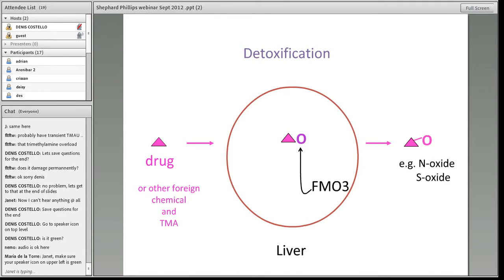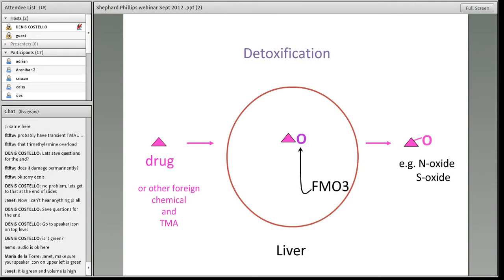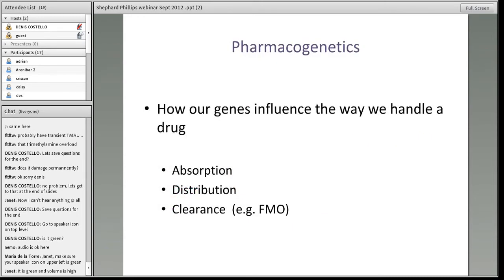So in this example, I've got the triangle with a little oxygen attached. If there's a nitrogen on the drug and the oxygen attaches to the nitrogen, we call it an N oxide. But many drugs have a sulfur, and if the oxygen attaches to the sulfur, we call that the S oxide. So the drug I'm showing as a drug, but it can be another foreign chemical, and of course I've already mentioned trimethylamine. Could I have the next slide, please?